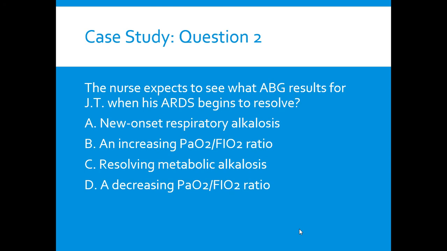All right, here's case study question 2. The nurse expects to see what ABG results for JT when his ARDS begins to resolve? New onset respiratory alkalosis, an increasing PaO2/FiO2 ratio, resolving metabolic alkalosis, or a decreasing PaO2/FiO2 ratio.